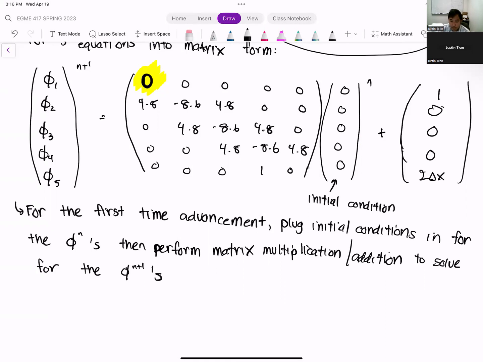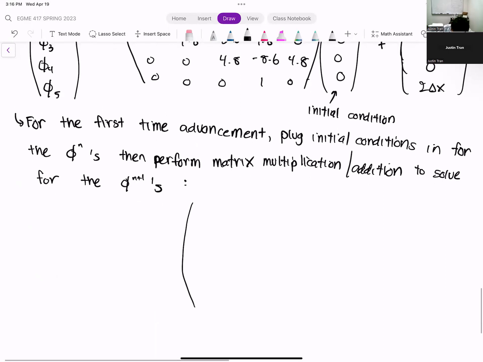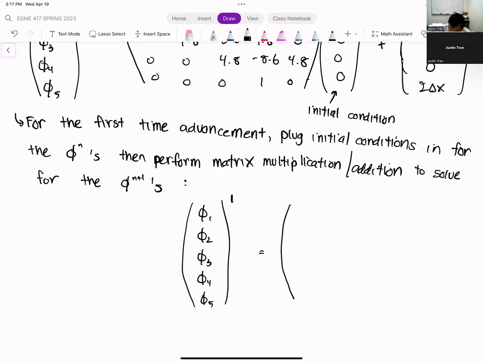After the first time step, it's actually pretty simple. We have just a vector of zeros, and we're going to multiply that through, and that's going to cancel everything there. And so the phi after one time step, I'm going to put a 1 here. After one time step, our solution looks like this. We have 1, 0, 0, 0, 0.5.